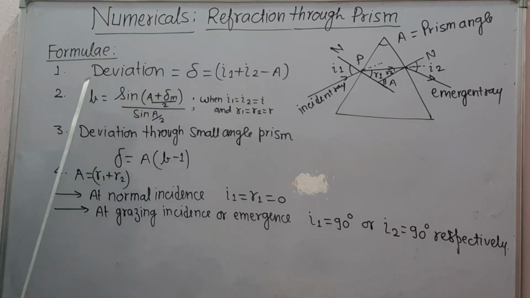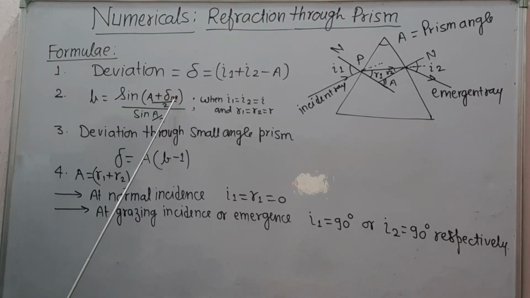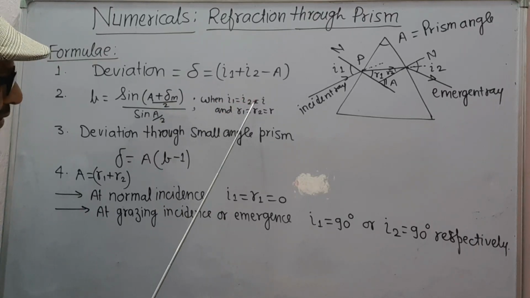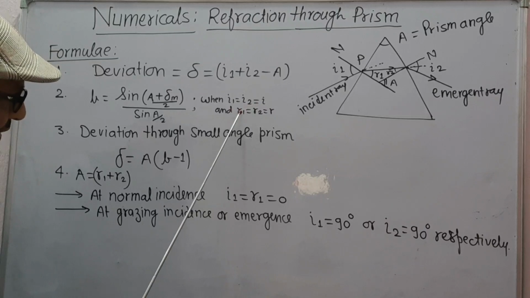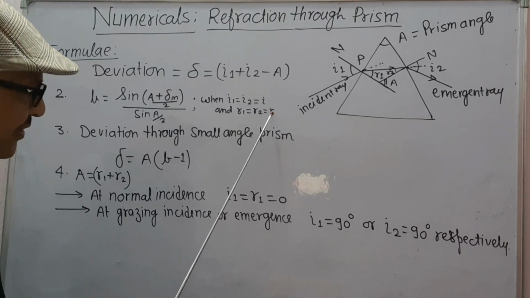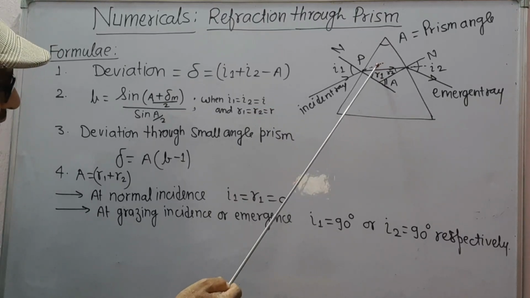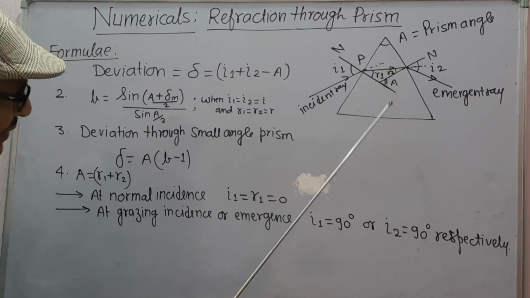Second formula, minimum deviation formula, mu is equal to sin (A plus delta m) upon 2 upon sin A by 2, when I1 is equal to I2 is equal to I and R1 is equal to R2 is equal to R. In that case, this ray is parallel to the base.